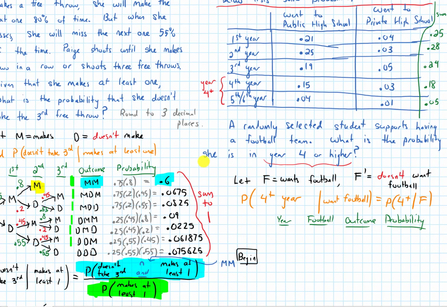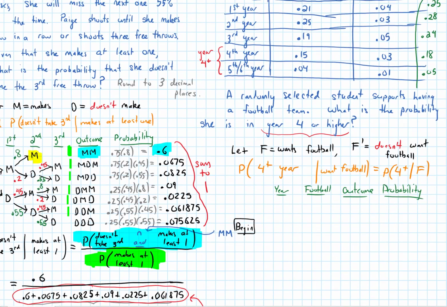All right, so for the year, there are 4 choices actually. They could be in their 1st year, 2nd year, 3rd year, or 4th year. So there's going to be a lot of branches to this tree diagram. That's okay. We can handle that.